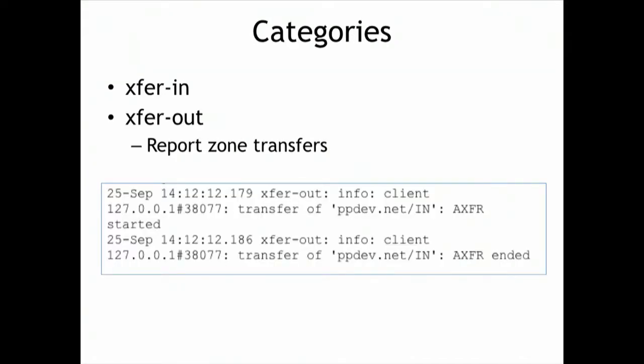AXFR and IXFR are zone transfers. So you can log an AXFR out. That means somebody successfully made a copy of all your data with a zone transfer. And an XFR in would mean somebody moved in data with a zone transfer. And both of those things should only be allowed for people you trust. And if somebody else is doing that, that would be a bad thing.